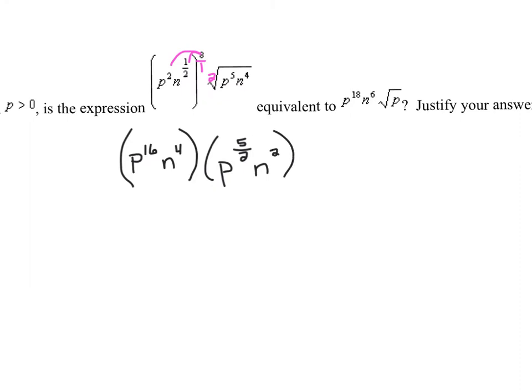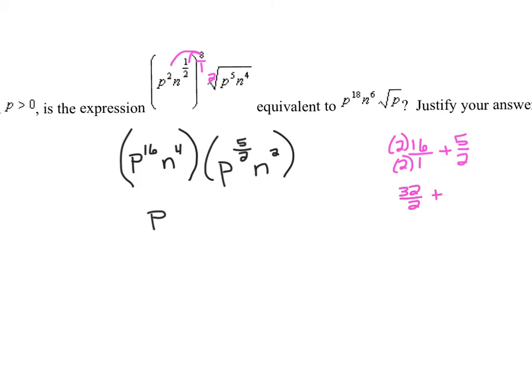Okay, so now, if we're multiplying, let's start with the p's. If we multiply two terms with the same base, we have to add the exponents. So I'm going to keep the base of p, and off to the side, I'm going to add these exponents. I'm going to add 16 and 5/2. So 16, I'm going to make that over 1, make it into a fraction, plus 5/2. If I want to find a common denominator, I'll multiply the first fraction by 2 over 2. That way they both have a denominator of 2. And this will leave me with 32 over 2.